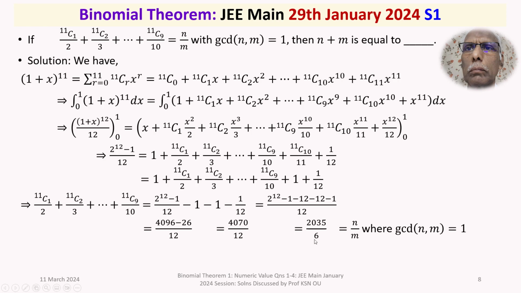So if this is n and the denominator is m, since there are no common factors except 1, the GCD of n and m is 1. So this is equal to n by m. There are no common factors. Therefore, the GCD of n comma m is 1. So n is 2035, m is 6. We want n plus m. So now n plus m is equal to 2035 plus 6 is equal to 2041. The answer to this question is 2041, and that is the detailed discussion of the solution of the given problem.